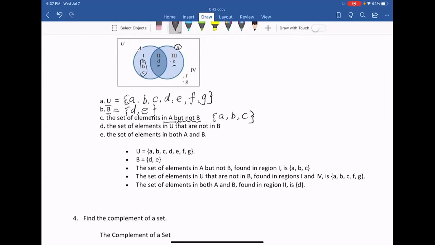Next one, the set of elements in U that are not in B. So it's in U, that means the universal set, all the elements, but not in B. That means the complement of set B equals, except this area, I can count everything. That means A, B, C, F, G.